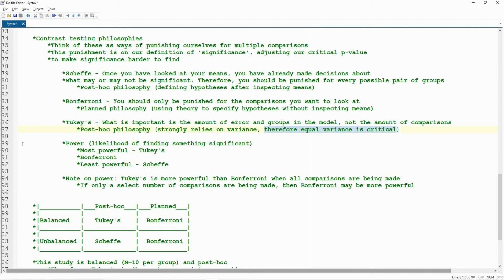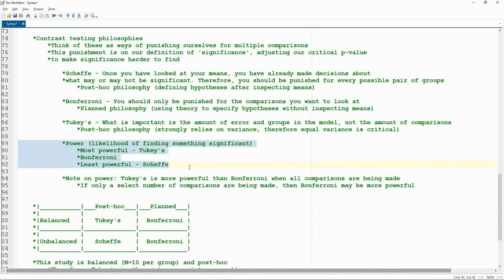So that's a lot of information, so let's just take a moment to think about what all this means. The first thing I want to talk about is power. And power is your likelihood of finding something significant. So what that means is if I ran these 3 tests on the same 2 sets of means, on the same contrast, the most powerful would produce the smallest p-value, the least powerful will produce the largest.